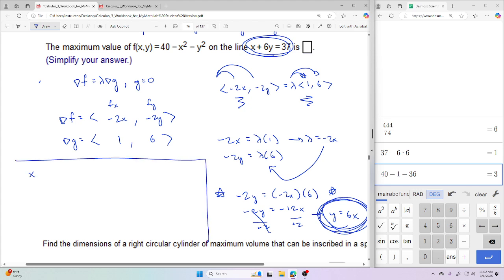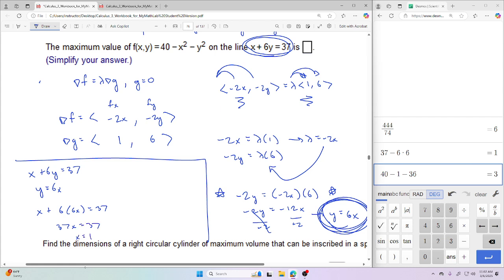Here's like my final answer section. I'm saying that I have this guy and I have this guy. And now I'm literally just solving. Plug it in, get an answer. Here we go. So I got 6 times 6x here. That's 36. 37x is equal to 37. X equals 1. I could take that and plug it back in. So y is equal to 6 times 1, which is 6. I take both of those and plug it in. 40 minus 1 squared minus 6 squared is the 3, and we're done.